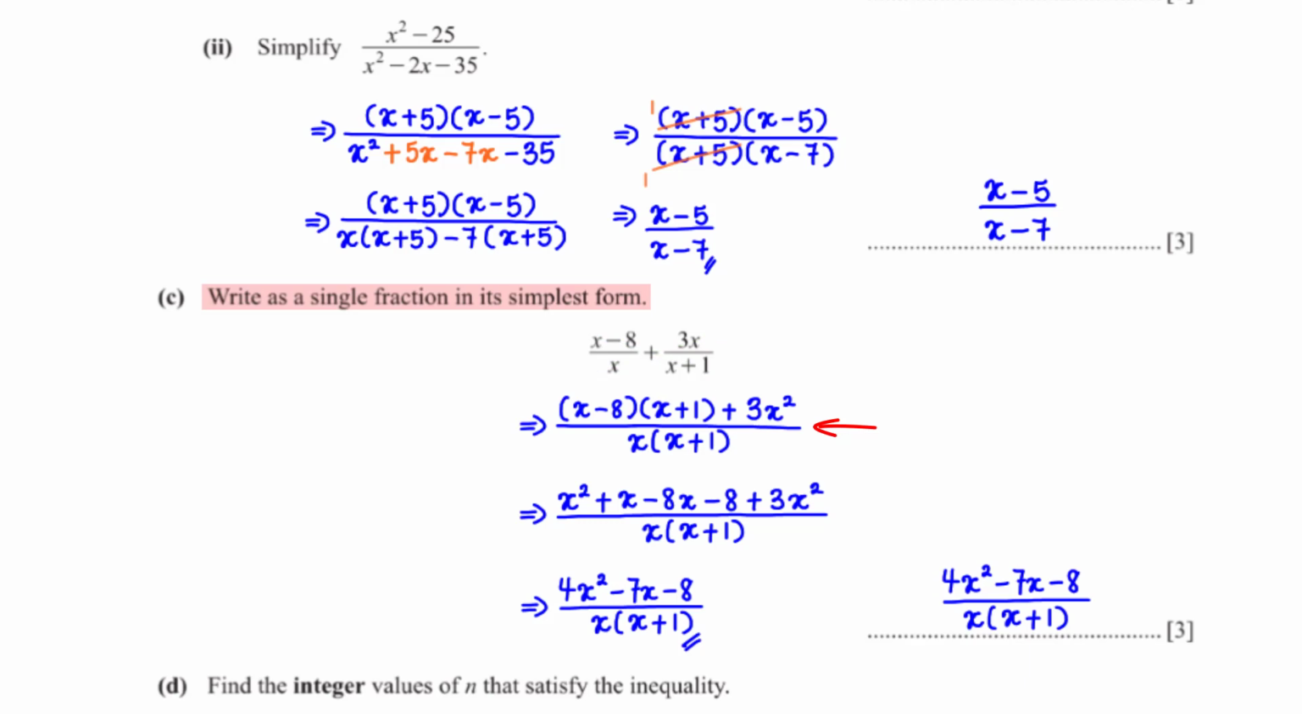When we expand x minus 8 times x plus 1, we get x squared plus x minus 8x minus 8. When we group like terms, x squared plus 3x squared is 4x squared. x minus 8x is minus 7x. So we have 4x squared minus 7x minus 8 over x times x plus 1.